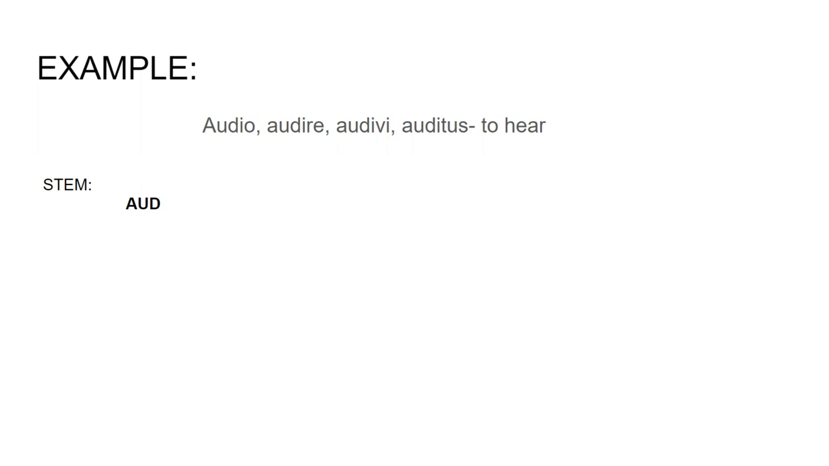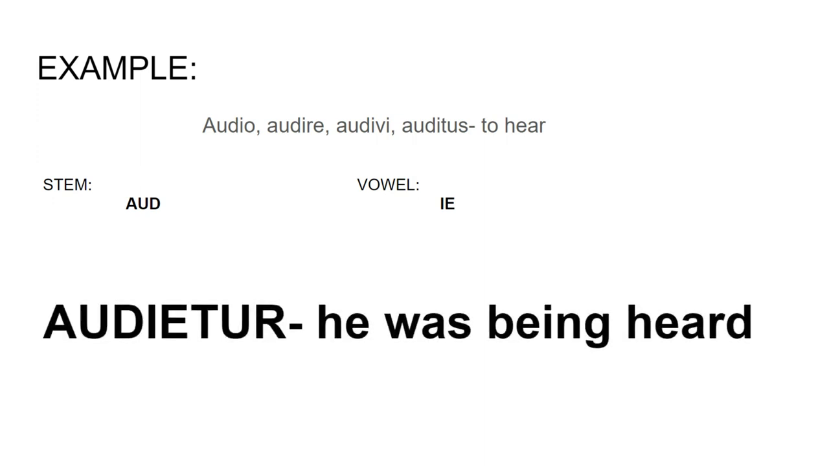If you go back to your notes or potentially just go to an earlier slide, you will see that the vowel for fourth conjugation is I-E. We're doing the imperfect here, right? And then our endings are going to be those endings you just saw: bar, baris, batur, bamur, bamini, bantur. And let's go ahead and pick the third person singular again. It's the one we see most often. So audiebatur. That's that third person singular. He, she, or it was being heard.